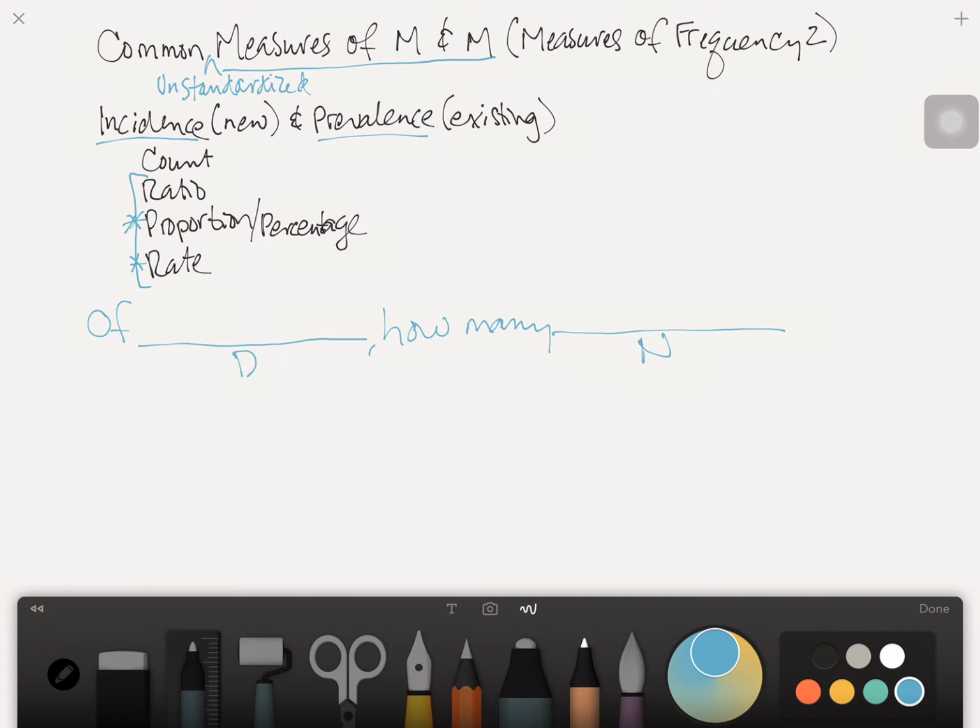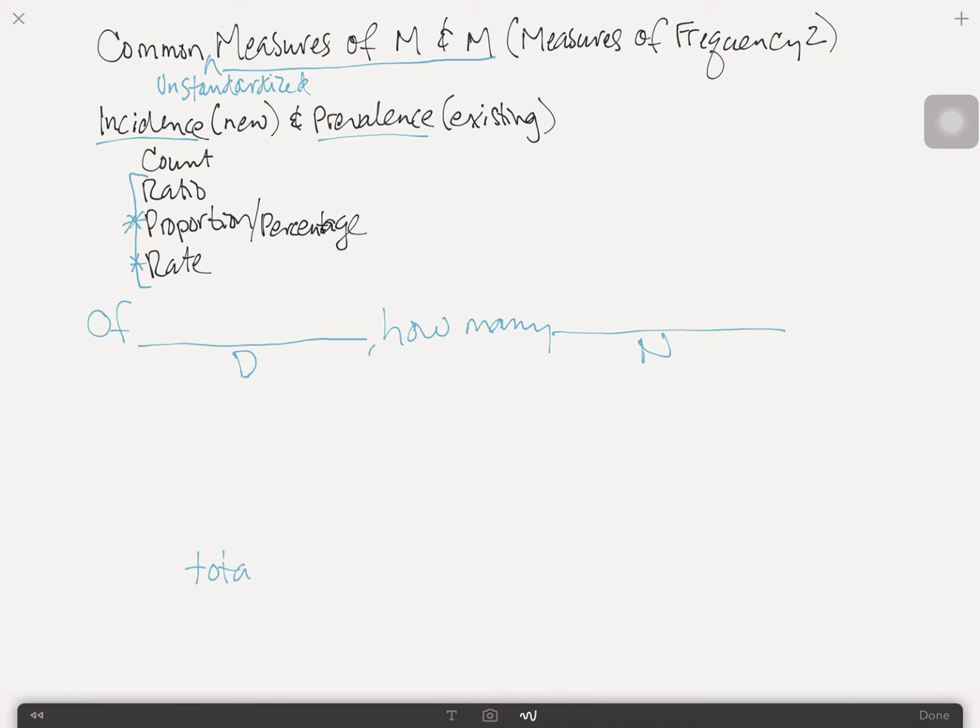So if you think about the kinds of groups that we can look at, first of all, we start with the total population. And a lot of times, that's going to be our denominator. So of the total population, how many have diabetes? That's sort of a morbidity. Of the total population, how many died in that particular year? And that's called the crude mortality rate. So here we have our total population.